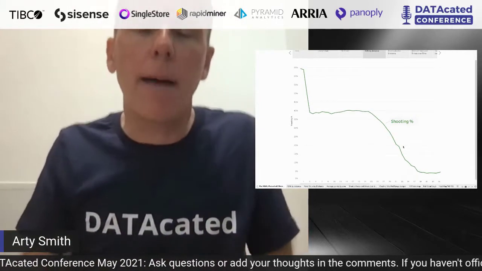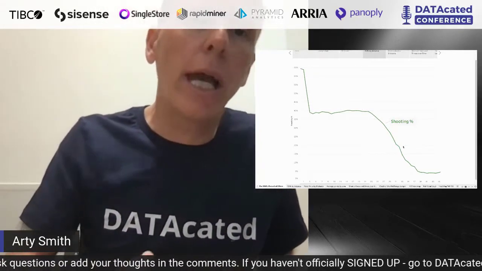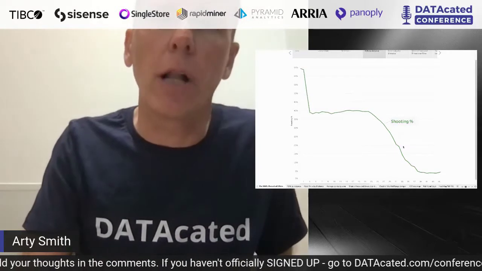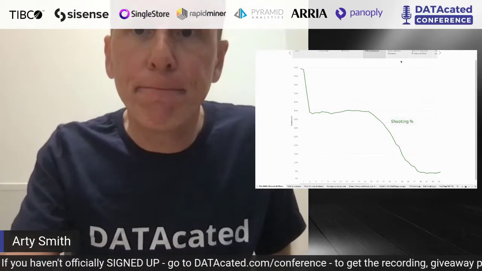So the next graph that I'm going to show you will take that into account. Rather than looking at shooting percentage on the vertical axis, we're going to look at the average points per shot.